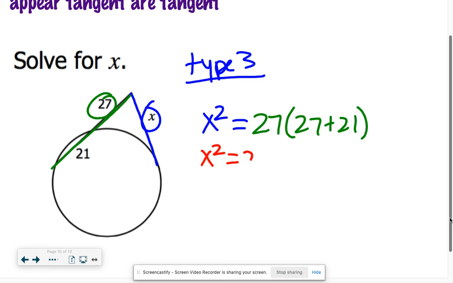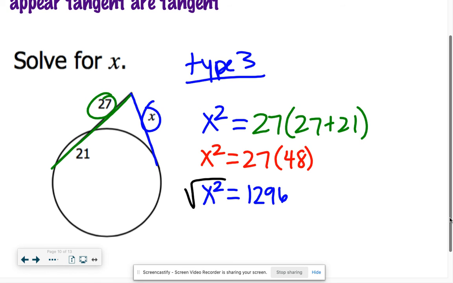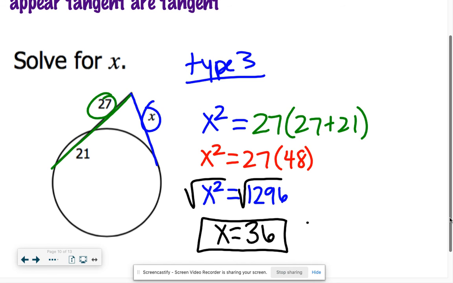Drop down your x squared. 27 plus 21 is 48. Drop again your x squared. 27 times 48 is 1296. Take the square root, and we get a nice number of 36. Woo!